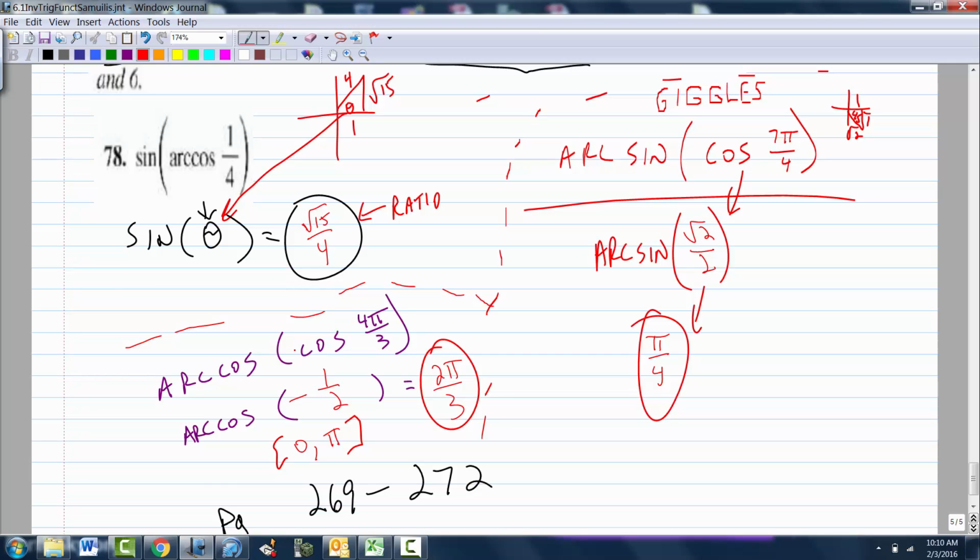So again, arc cosine cosine doesn't just cancel each other out. You have to worry about restrictions. And it looks like we have a lot of work on knowing what sine, cosine, and tangent of these angle measures are. So yeah.